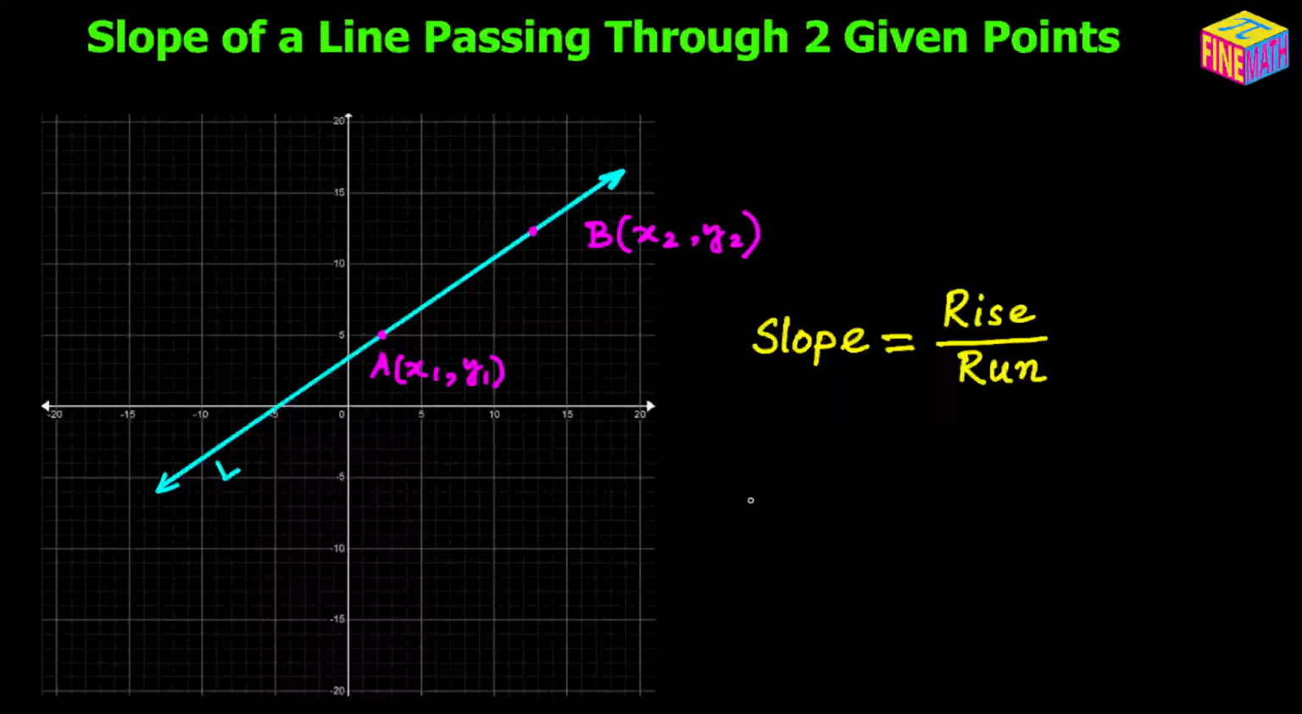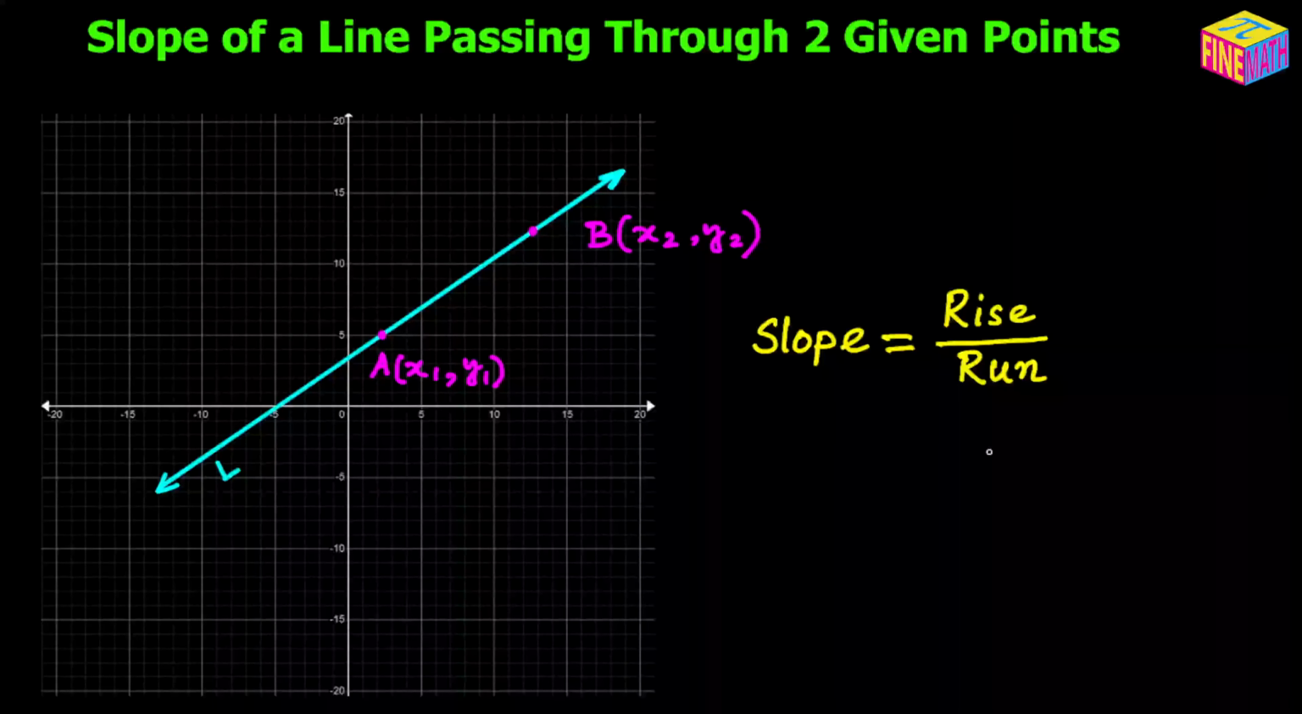Now the first thing is, what is slope even? Well, slope is defined as the amount of rise per unit run. So essentially it is rise divided by run. Now if you're thinking, hey, what is rise and what is run?